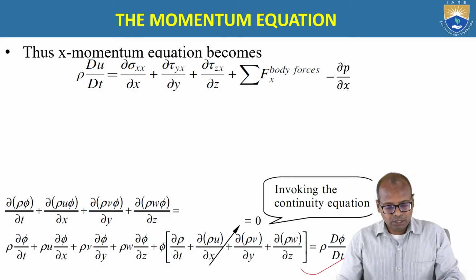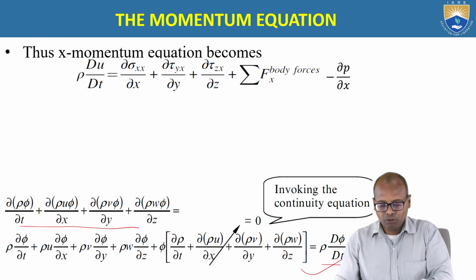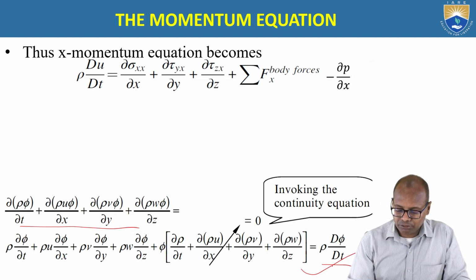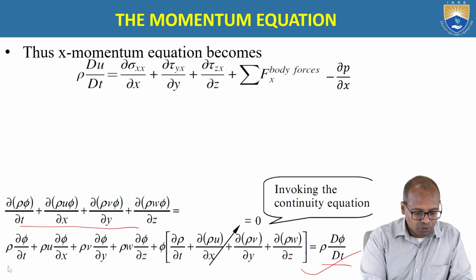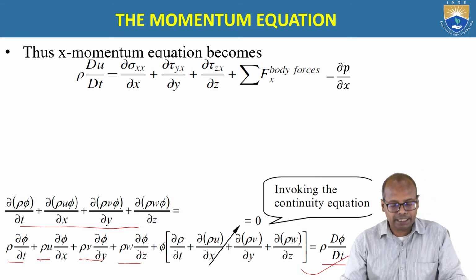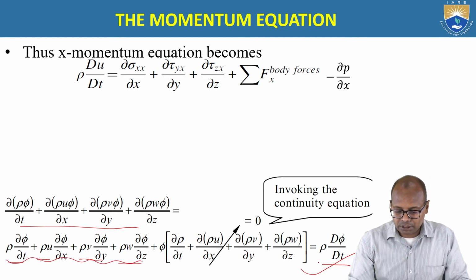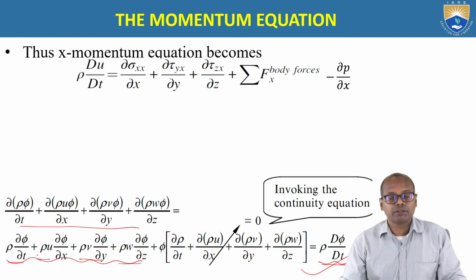I want to relate this term with this. Now what is this? It is rho into the substantial derivative. So rho into the substantial derivative is equal to rho into dou phi by dou t plus rho u into dou phi by dou x, rho v into dou phi by dou y, rho w into dou phi by dou z. So these two are equivalent. This is the expansion of the substantial derivative.